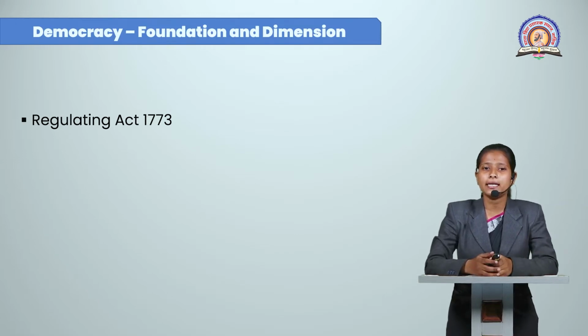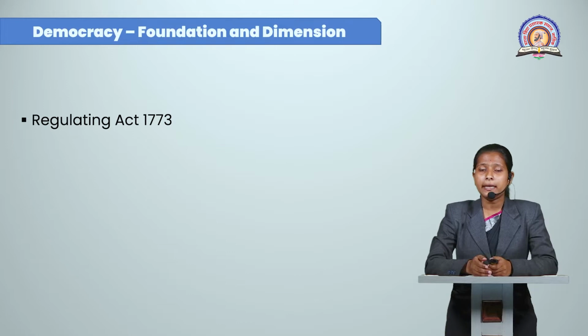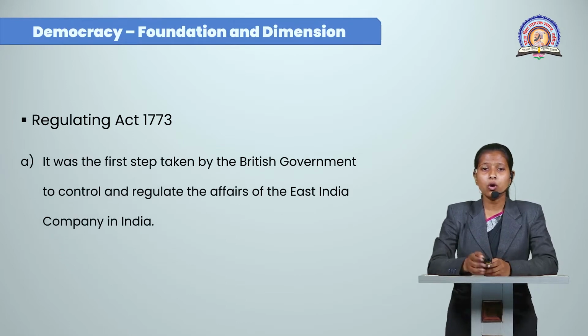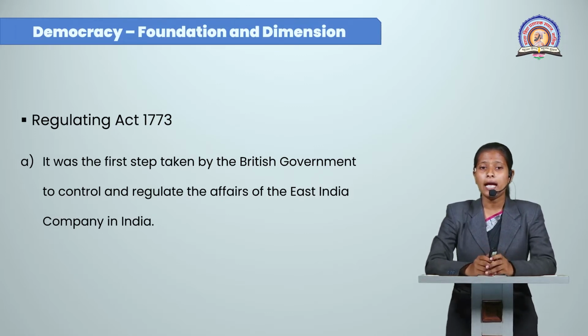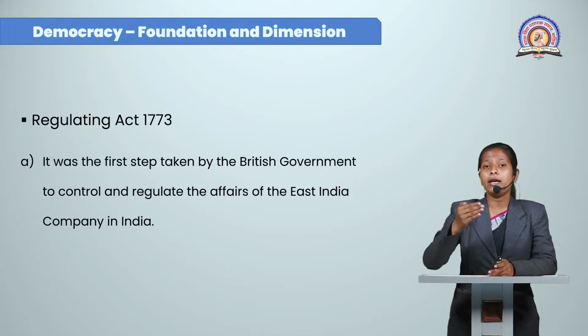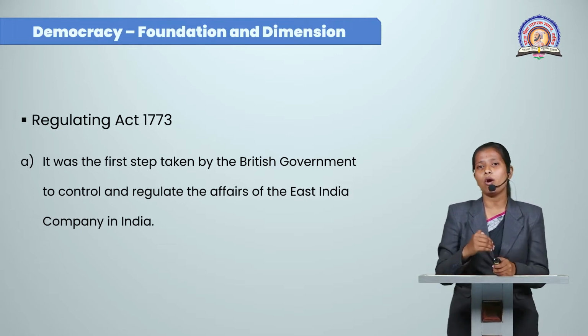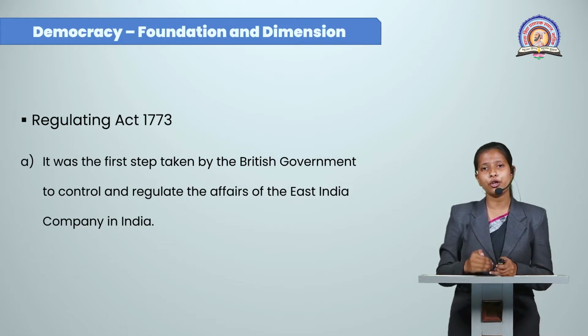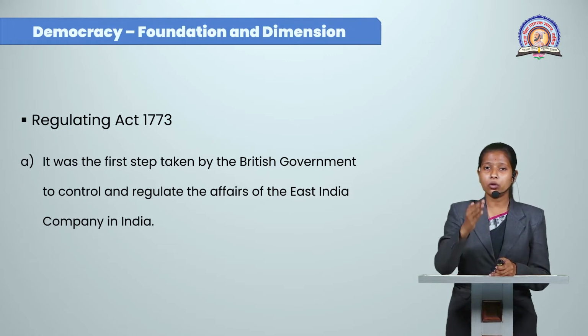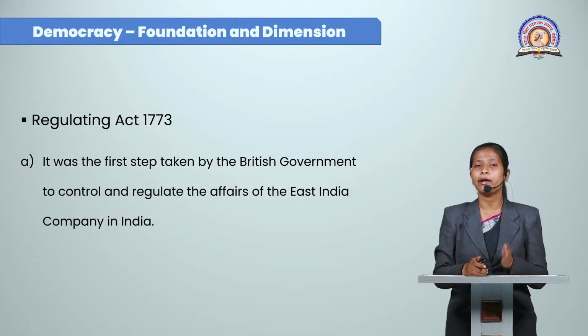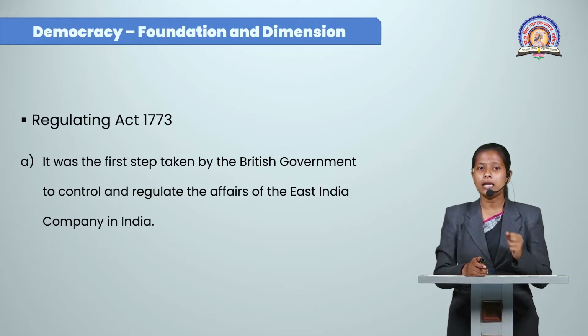So the first was the Regulating Act of 1773 by the East India Company. It was the first step taken by the British government to control and regulate the affairs of the East India Company in India. As we have discussed, they were interfering in India because they wanted to rule us, and they saw the caste system discrimination, illiteracy and poverty, which gave them the idea to rule upon us. So they took the first step to control and regulate the company's affairs in the Regulating Act 1773.